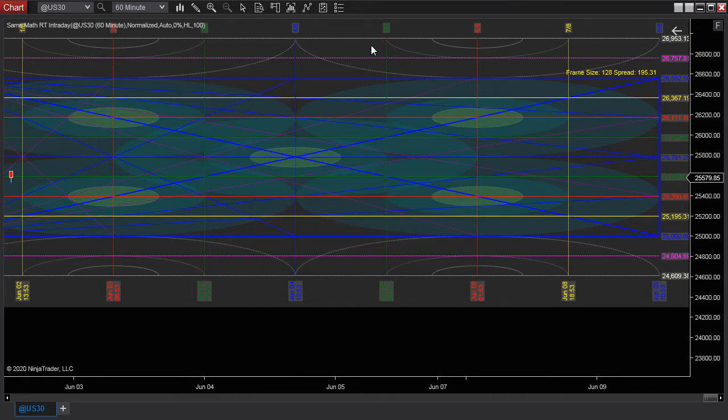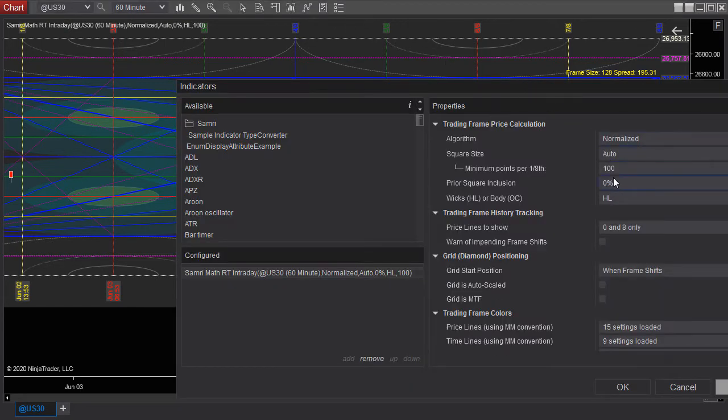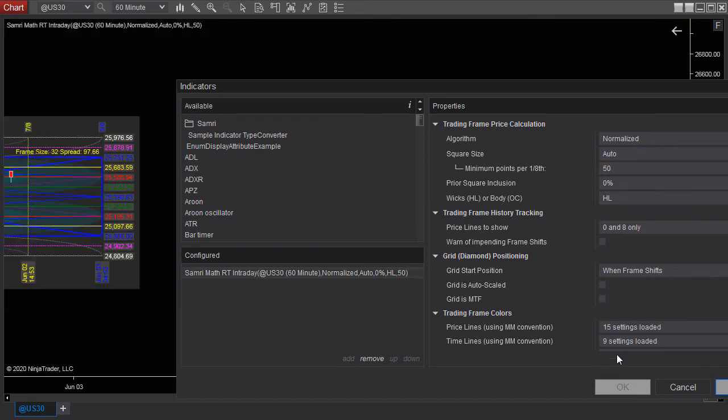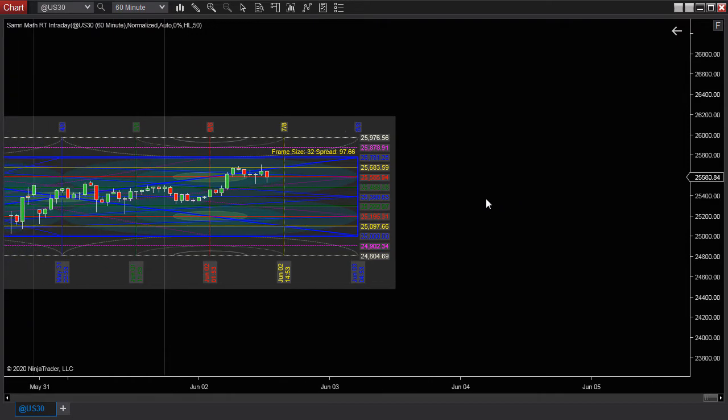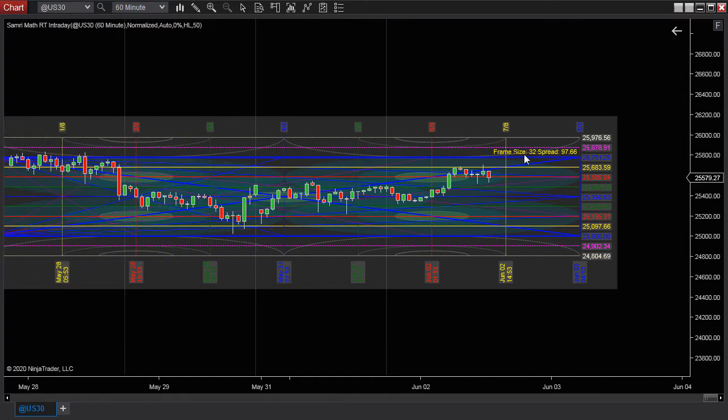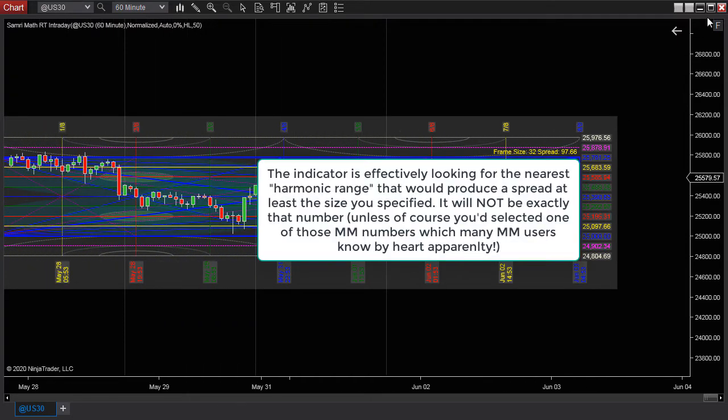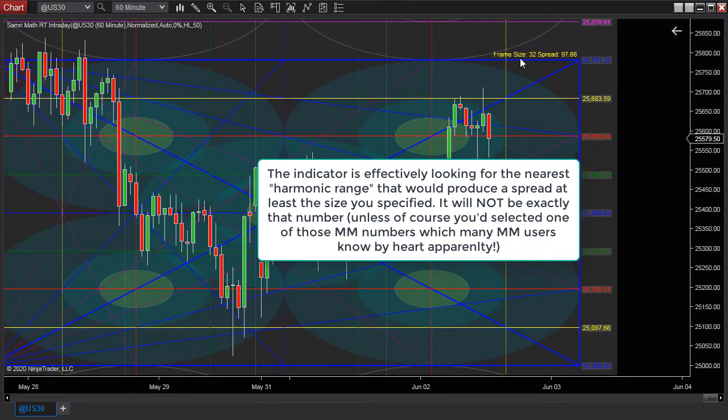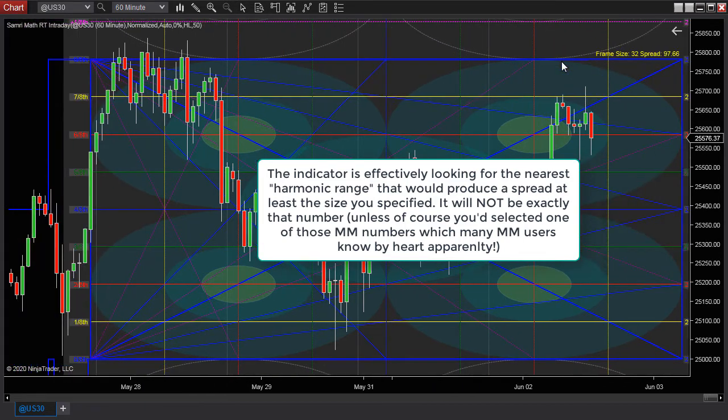Now if I change that again to, let's say, 50, if I have more conservative aspirations, and I choose 50 points, it'll find me the frame that achieves that is 32, the one we were looking at. Okay, so that gives me the range between one line and the next would be 97 and a half points or thereabouts.